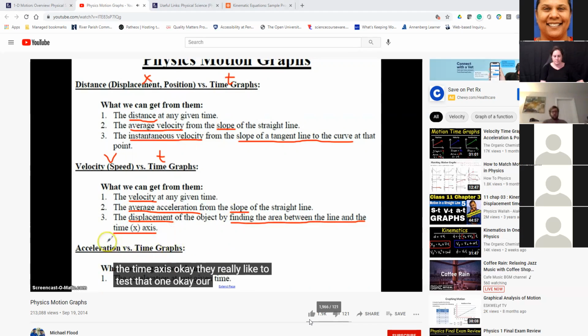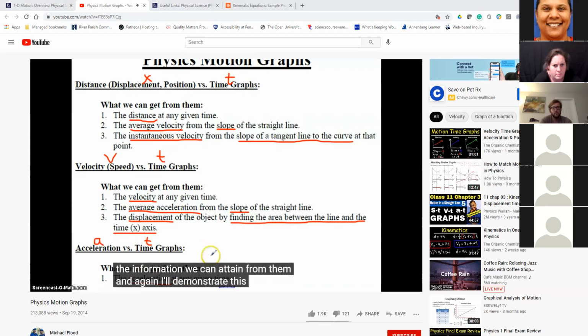Okay, our last type of graph is the acceleration versus time graph. Our symbol for acceleration is A, and of course versus T. So these would be AT graphs. What can we get from them? Only the acceleration at any given time. They're the most limited type of motion graph that we can get as far as the information we can attain from them.